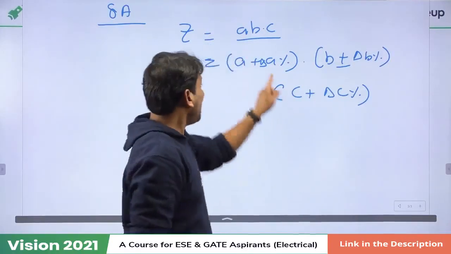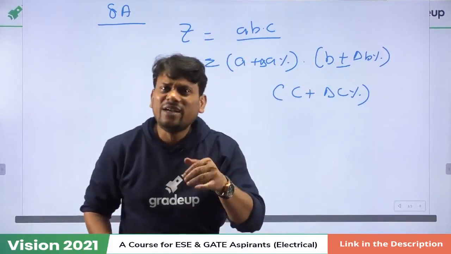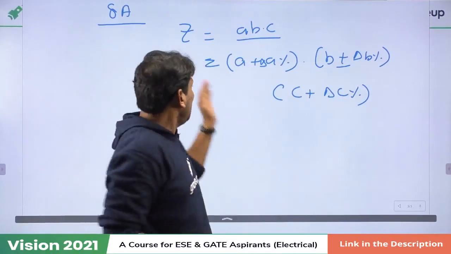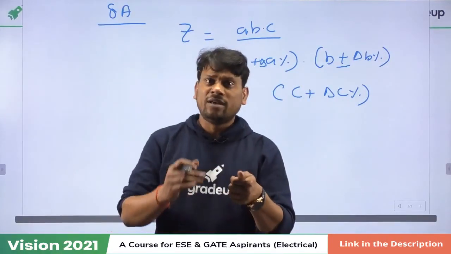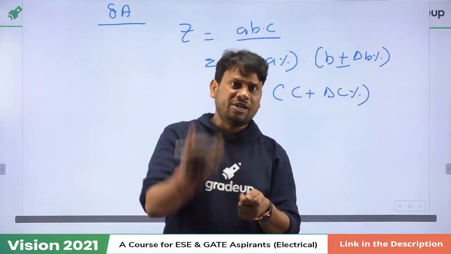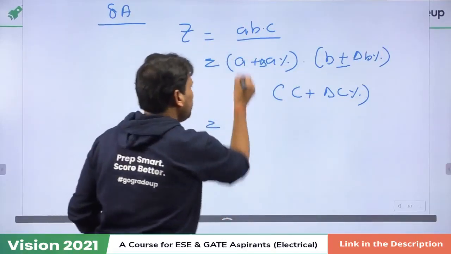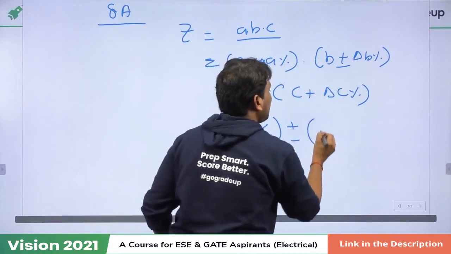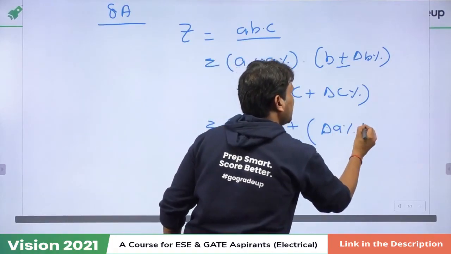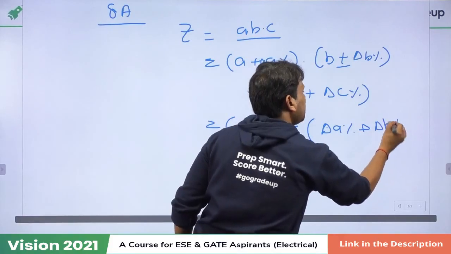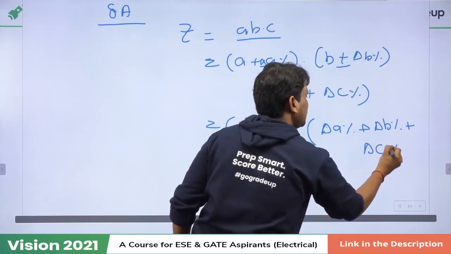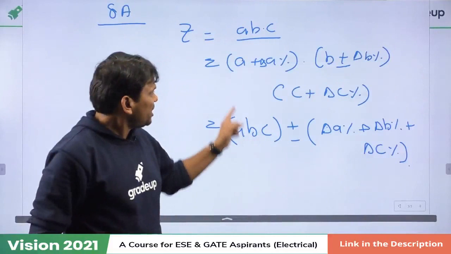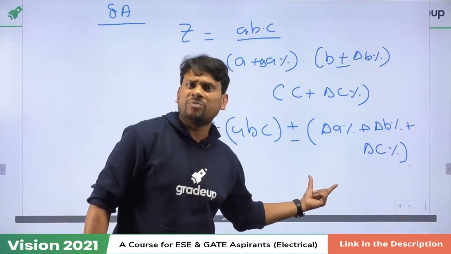Now, dear friend, that percentage error we can directly add in multiplication or division. I repeat, or division. So here our values are nothing but A, B, C multiplication, all plus minus del A plus del B plus del C. So in multiplication we have to use that formula.